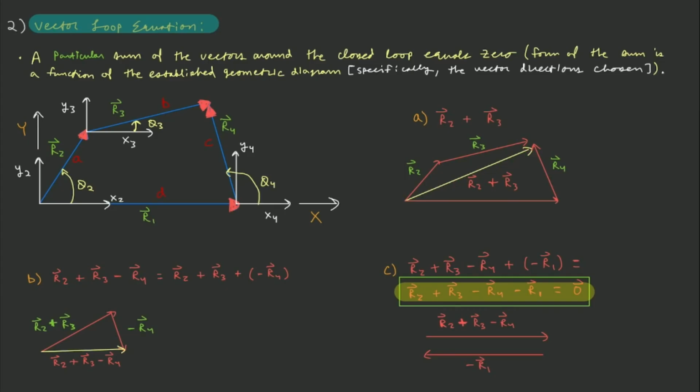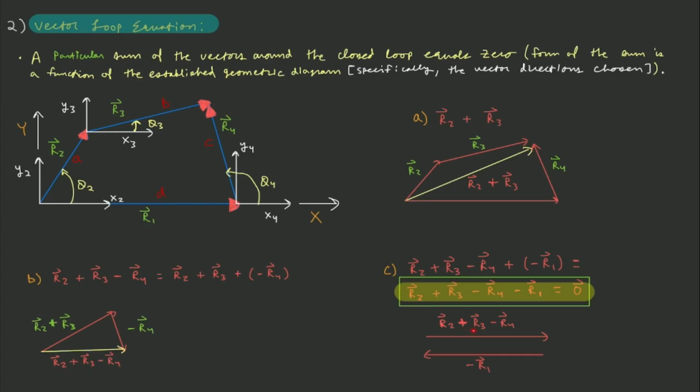Now, if we take R2 plus R3, as we have right here, and we subtract R4 from it, which is this vector right here, it's essentially saying, well, take R2 plus R3 and add it to negative R4. So what we can do is just draw R4 in the opposite direction, which we have here, and then perform that summation. So this is the sum R2 plus R3 minus R4.